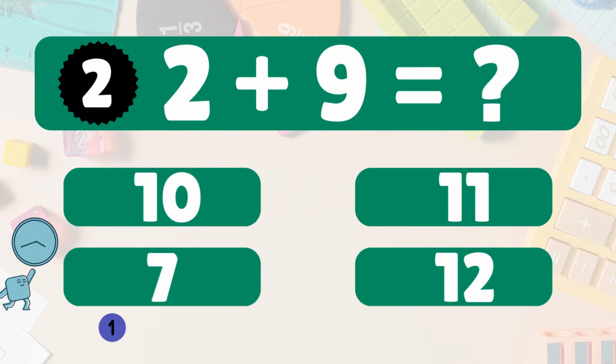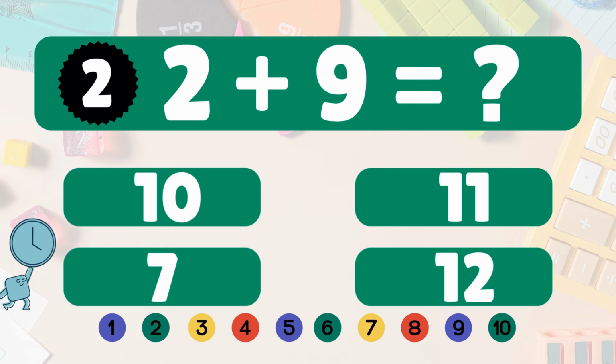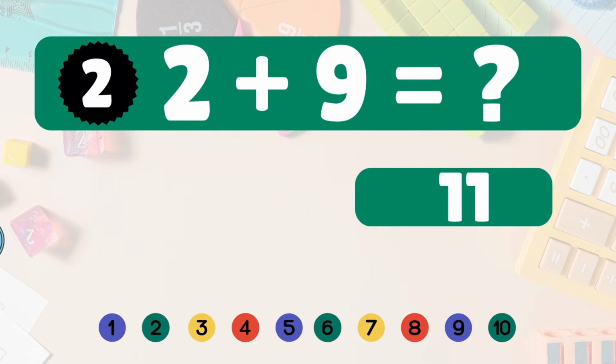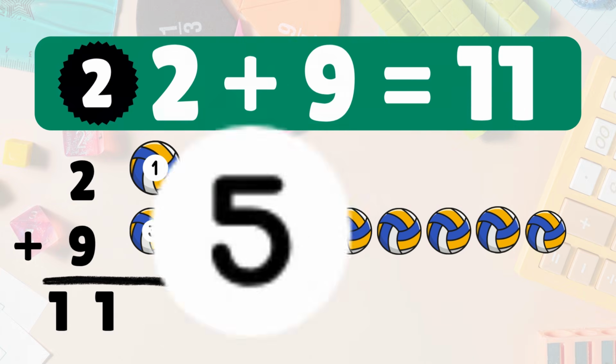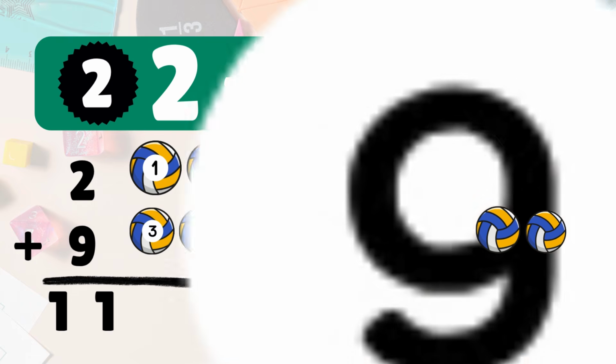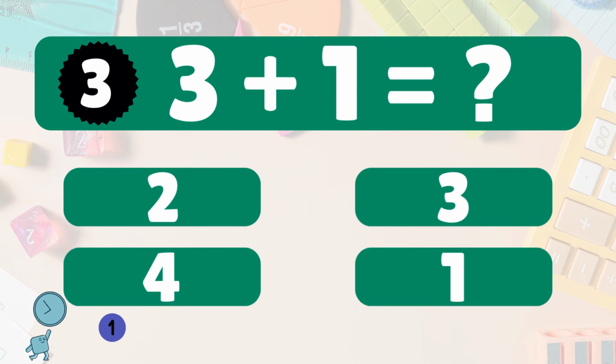Awesome. You did it. 2 plus 9 equals what? Think. 2 plus 9 equals 11. Let's count together. 1, 2, 3, 4, 5, 6, 7, 8, 9, 10, 11. You've got this. 3 plus 1 equals what?